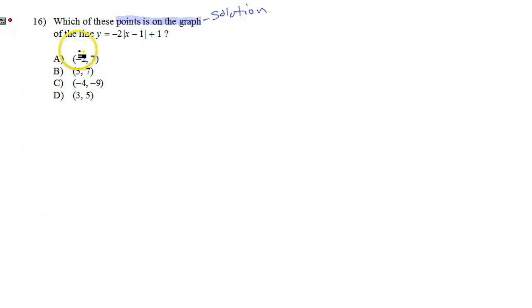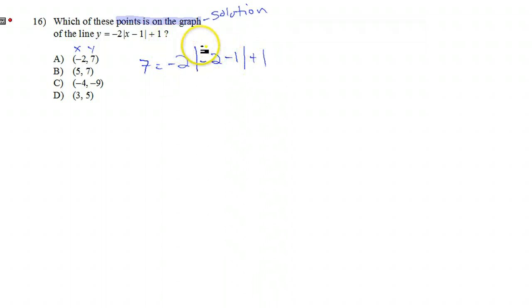So let's just start off with A. This is X and this is Y. I'll plug in the 7 into here and see if it's equal to what we have on the other side when I plug in for X a -2.